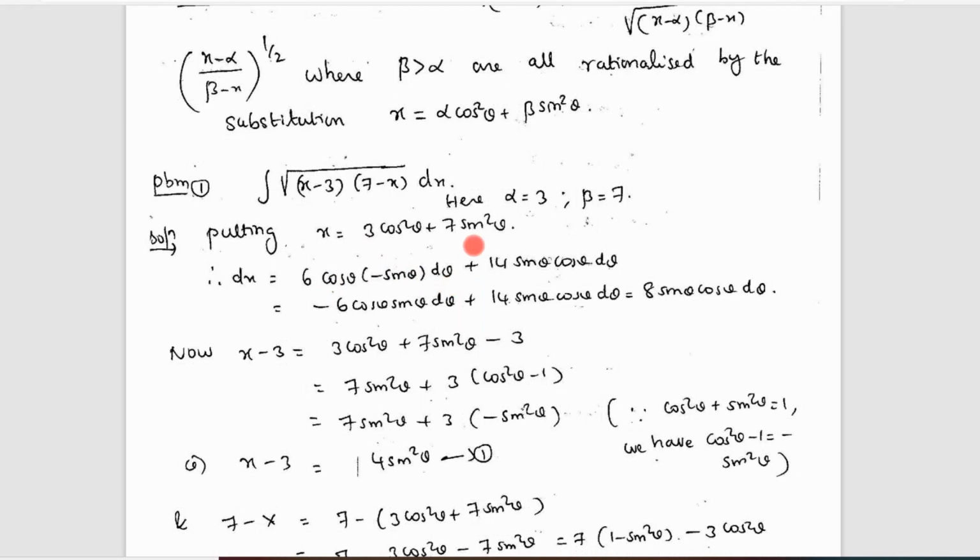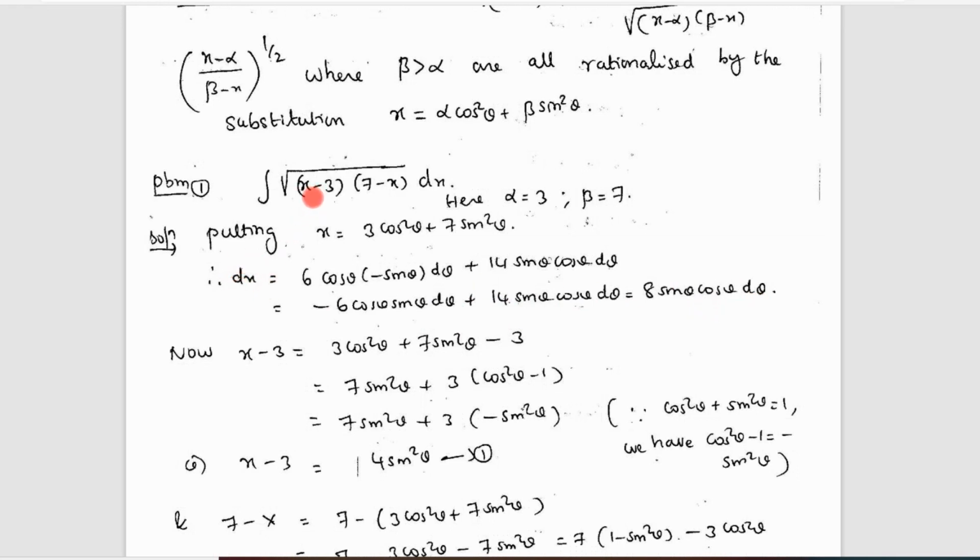Plus here we have sin square theta. So differentiation of sin square theta is 2 sin theta into differentiation of sin, which is cos theta, d theta. So 2 sin theta cos theta d theta, already we have 7. Therefore 14 sin theta cos theta d theta. Here we have minus 6 sin theta cos theta d theta. So 14 minus 6 is 8. So 8 sin theta cos theta d theta. This is the value of dx.